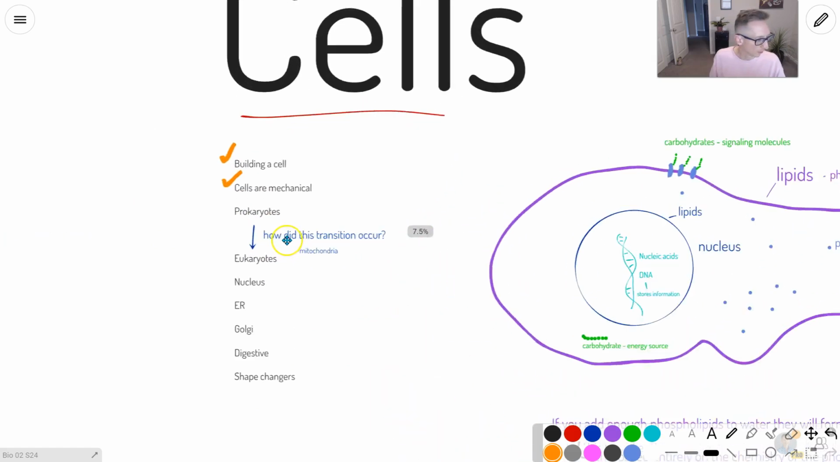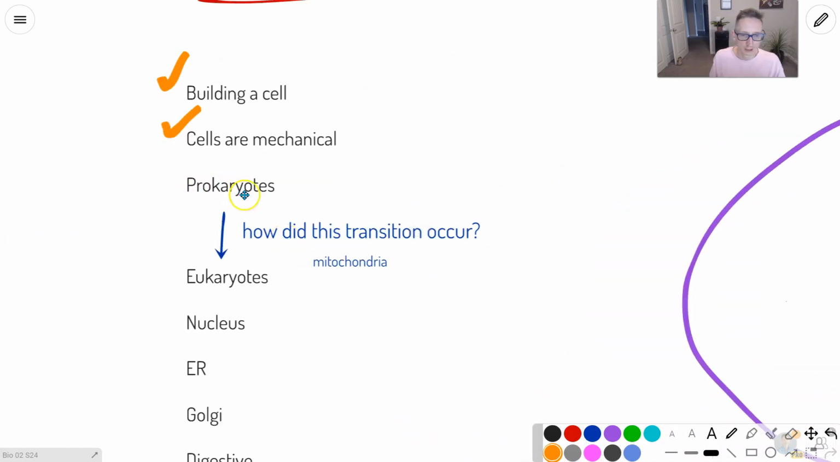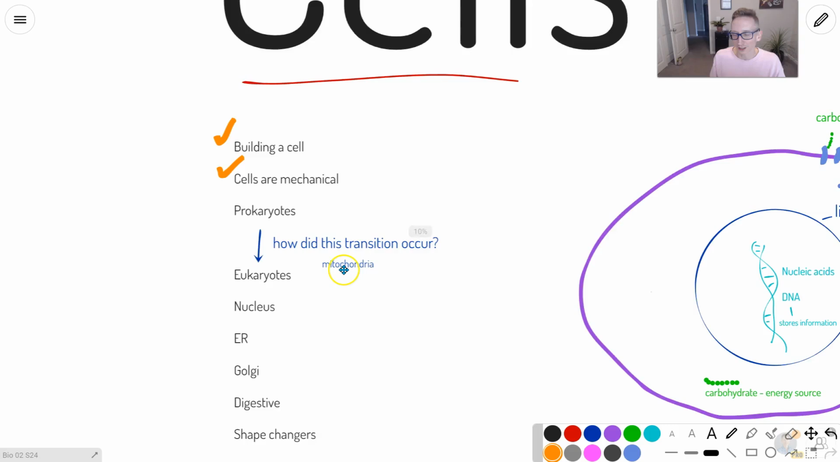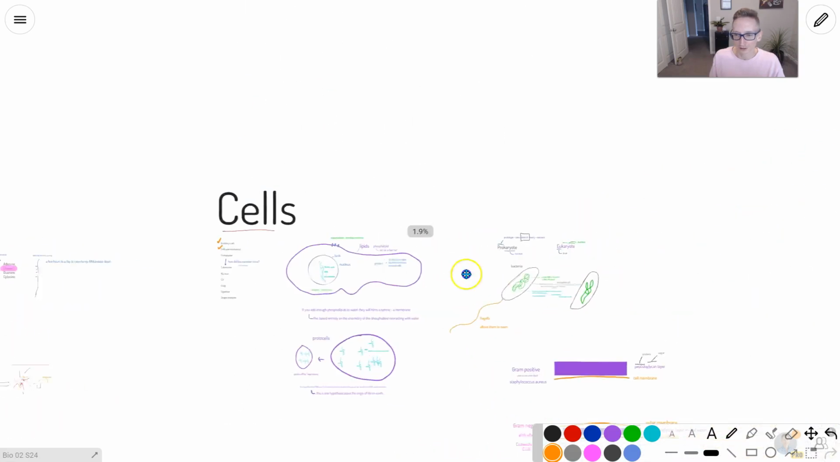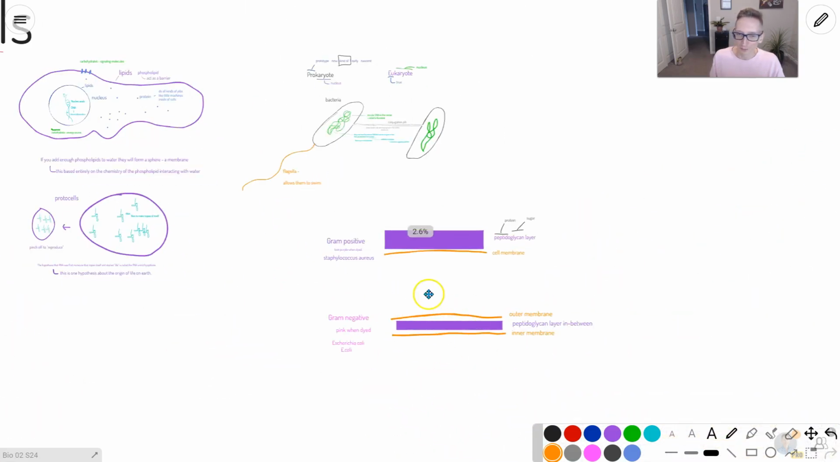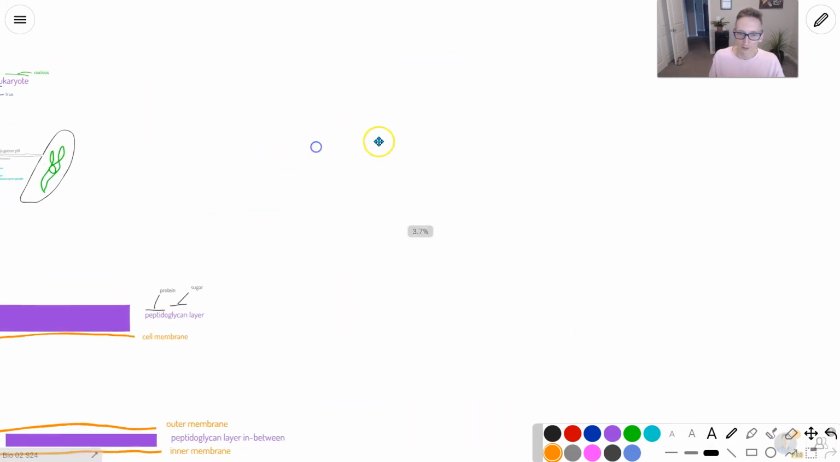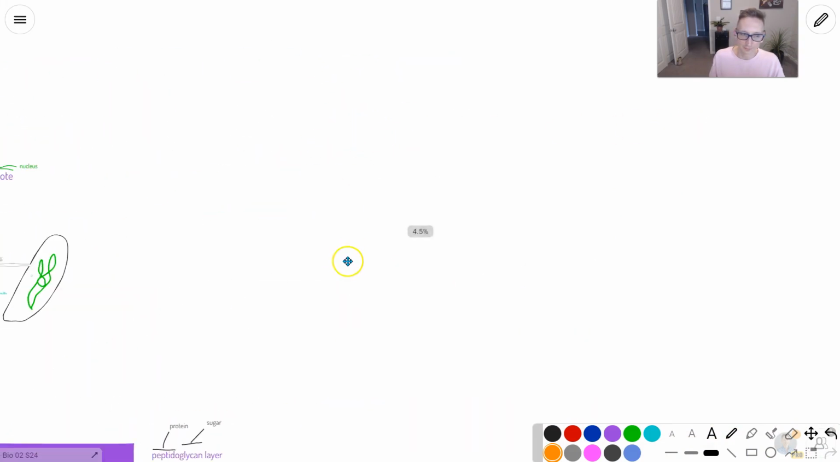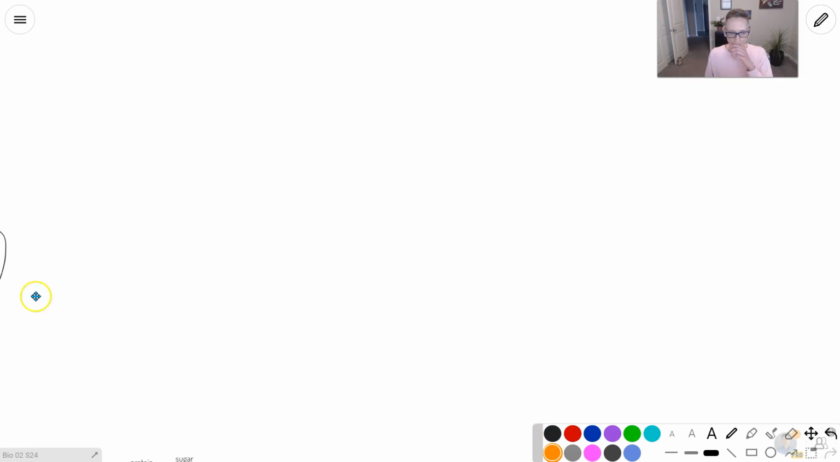That's kind of all I want you to know about prokaryotes. How did this transition occur? How did we get to eukaryotes? And what does mitochondria have to do with any of this? Well, these bacteria have two membranes, right? So let's draw another little bacteria. Let's draw another little bacteria here. We'll draw it with two membranes.